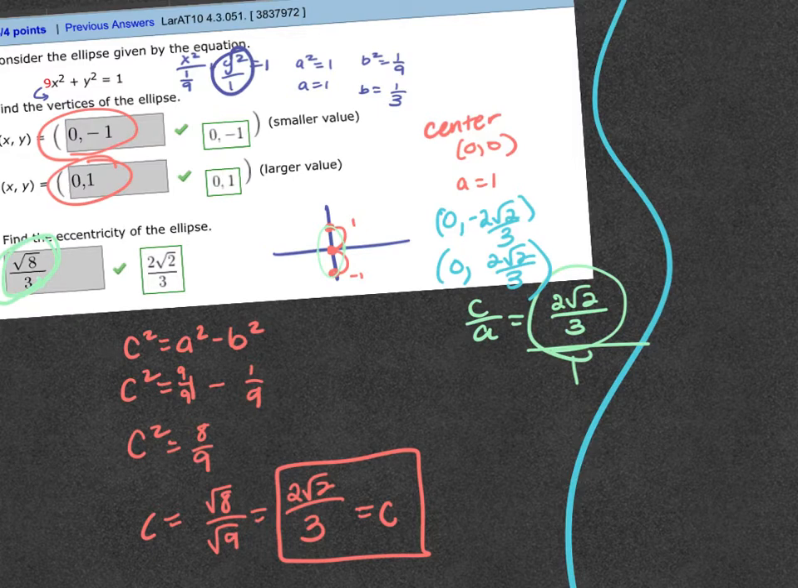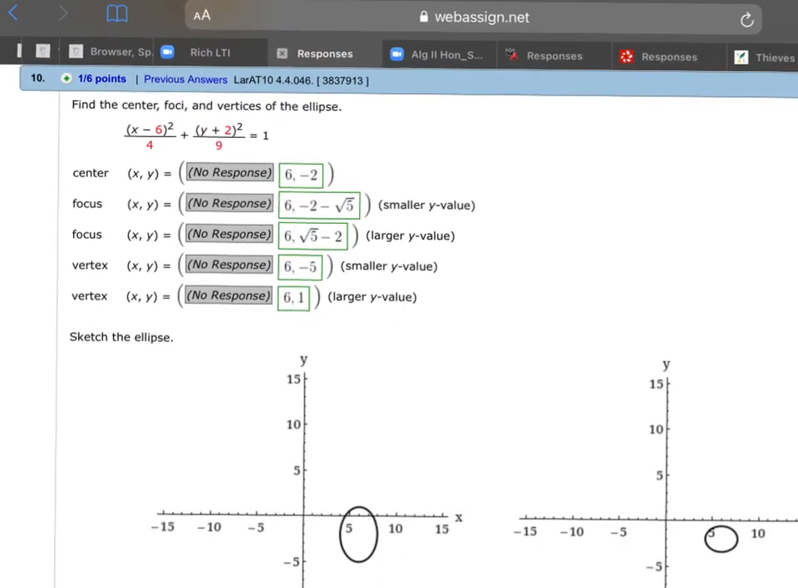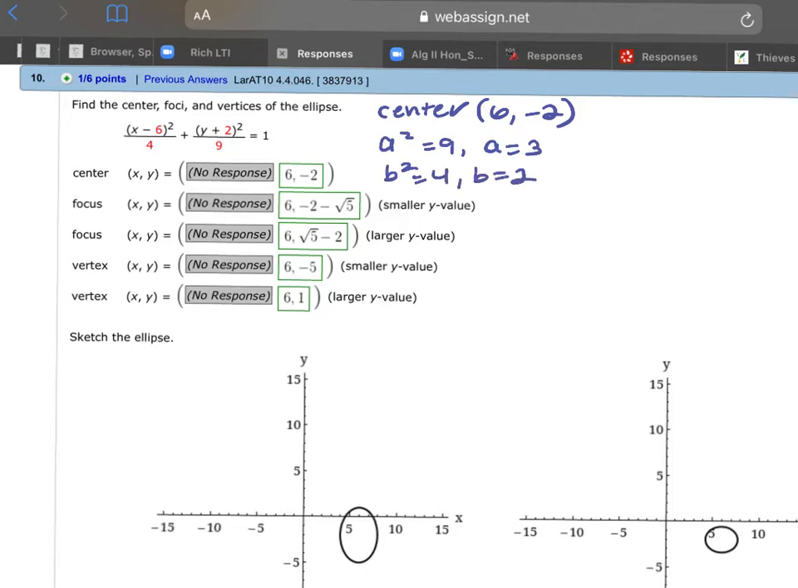Can you do number 10 real quick? I left the work in class today and I got... Okay, so when it shifts, my center moved, right? So my center is the opposite of what follows x and the opposite of what follows y. So my center is 6, -2. The a squared is still the bigger, so the a squared is 9, and the a is 3. The b squared is 4, and the b is 2. So that part's the same.